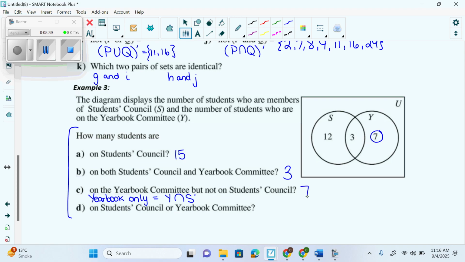Crescent moon. And then the last one says student council or yearbook. Or is what shape? Snowman. So we're doing 12 plus 3 plus 7, which equals 22. Yeah? Okay, we're going to flip over.